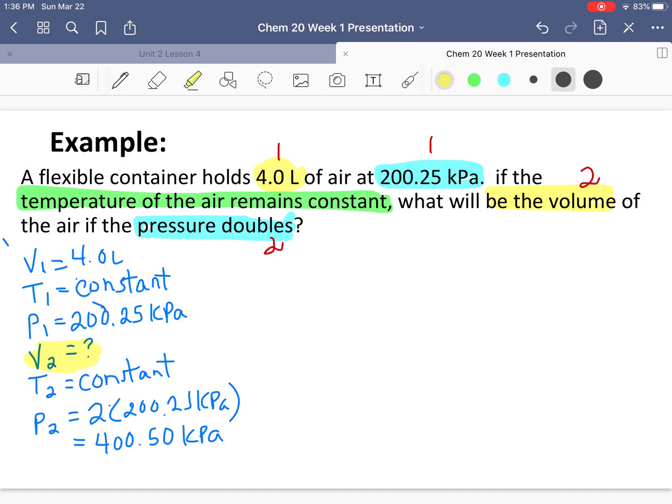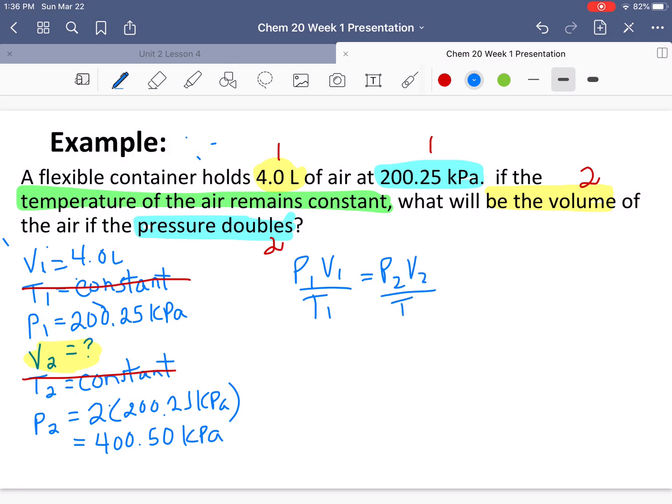Okay. Like I said, check out the whole point of the question. We're looking for V2, but you can do something else here. We can take that initial temperature and that final temperature and cross them right out. Because they don't change, they don't have to be factored into the equation. This makes it way easier. Consider, write down your formula. P1 V1 over T1 equals P2 V2 over T2. If temperature remains constant, you can take it out of the equation. It's completely gone.